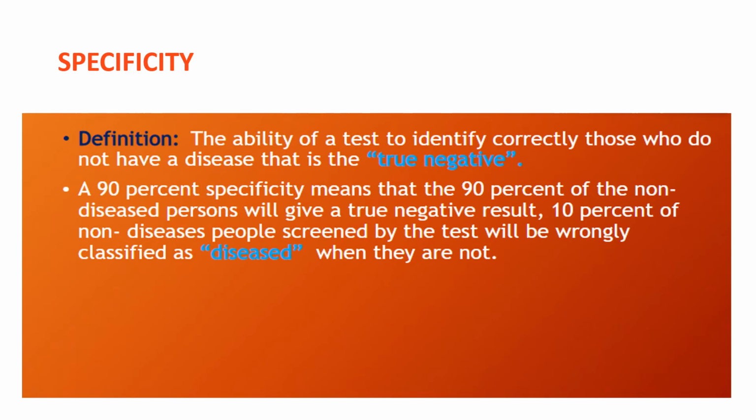And coming to specificity, it is the ability of a test to identify correctly those who do not have a disease, that is the true negatives. And 90% specificity means that 90% of the non-diseased persons will give a true negative result. 10% of non-diseased people screened by the test will be wrongly classified as diseased when actually they are not.